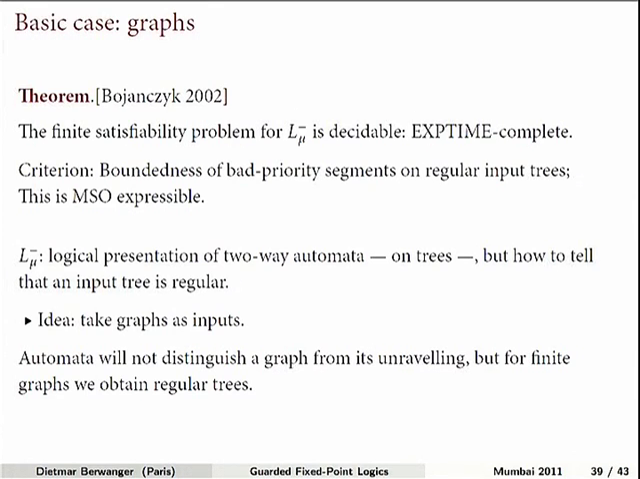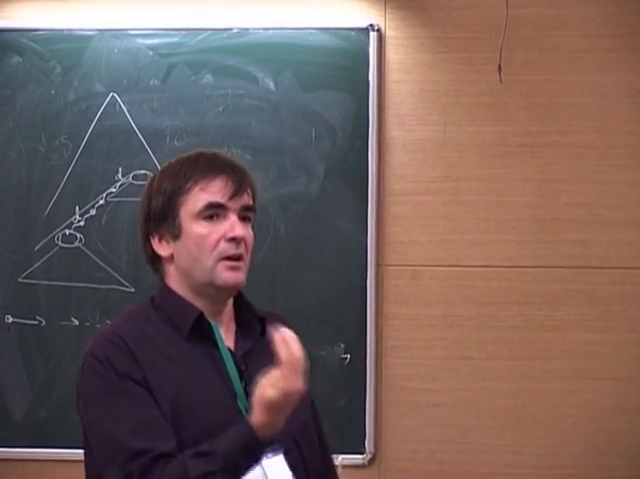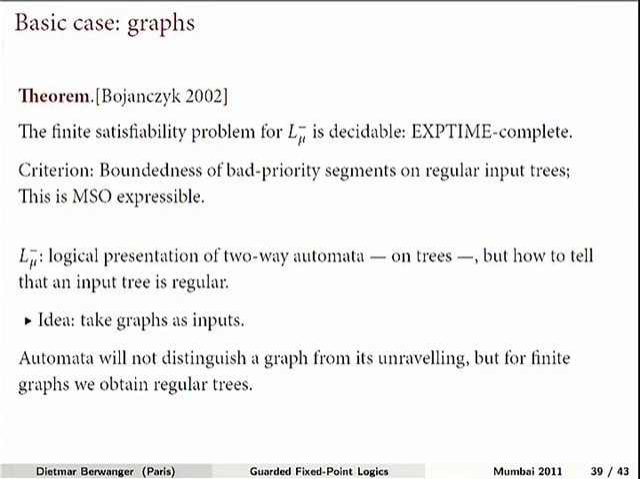But to make this work for us, what we can do is not run on arbitrary trees anymore, but run on graphs. And we can run on graphs because we have an automaton that can go to any neighbor. So syntactically, there's nothing that stops us. Semantically, running on a graph and running on the unraveling is the same thing. But we have the advantage that if we run on a graph, we know that our run will correspond to a run on a regular tree. So we will have only finitely many isomorphism types. And that's all we need. Then we have this MSO property, and then we're done, okay?